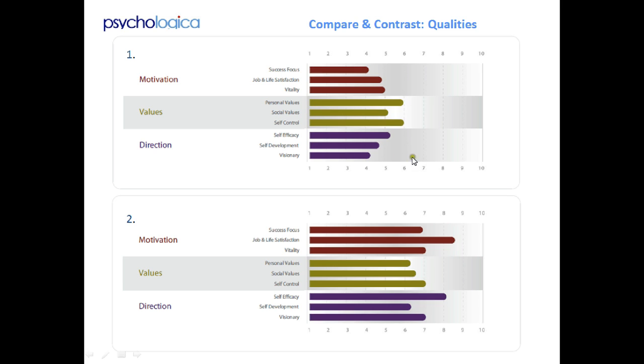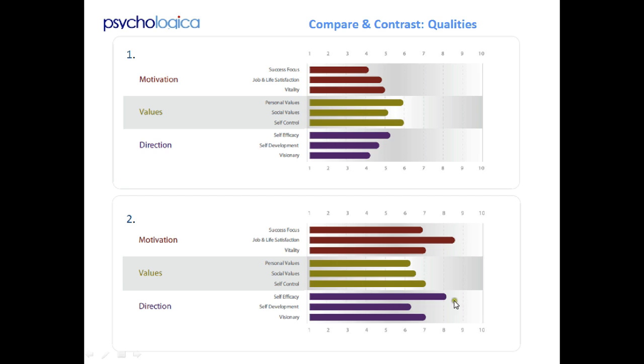However, his forward vision and general motivation, particularly success focus, is relatively low. This suggests he may generally be trying to do the right thing, and this may sometimes be at the expense of his own personal success or career development. This theory would need to be explored with him.